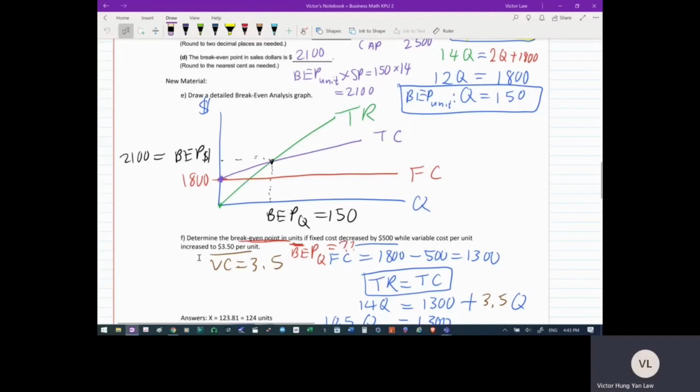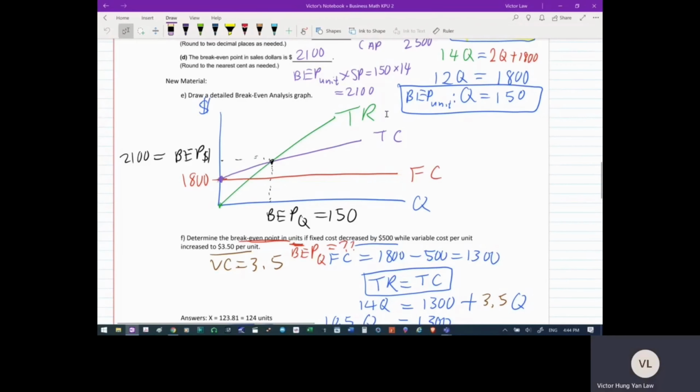Part E, draw a detailed break-even analysis graph. So when you're drawing the graph, I'm not looking for a detailed graph. I'm just looking for some of the key variables that you need to draw. So on the x-axis, you have your quantity. On the y-axis, you have your sales dollars. And then we have three graphs. Total revenue, the green line, starts from the origin. Total cost function. And then we have the fixed cost function.